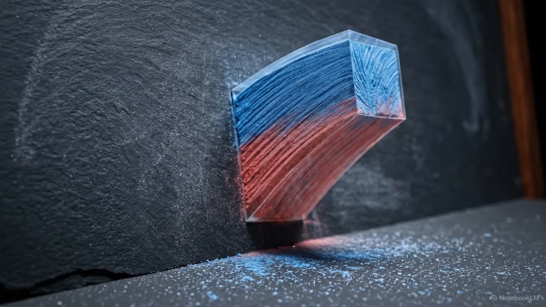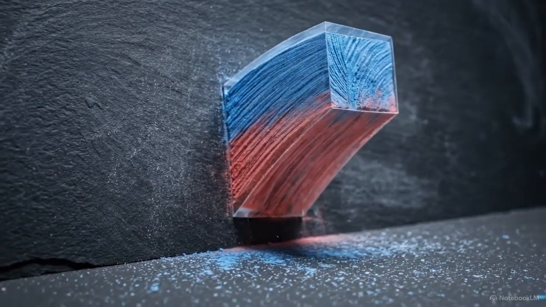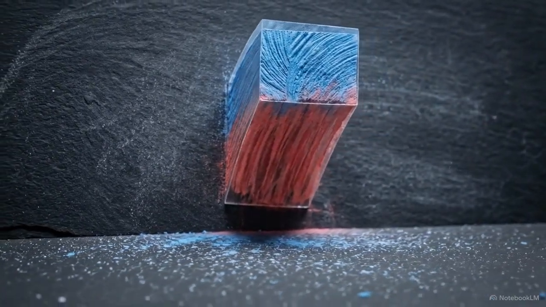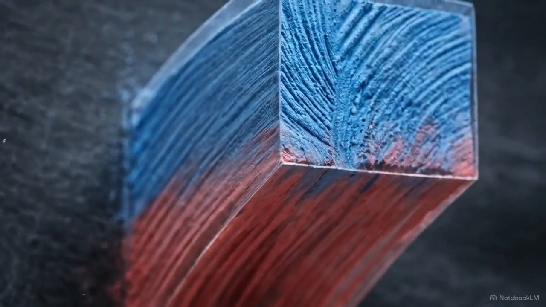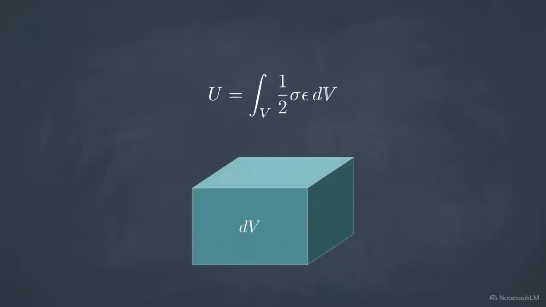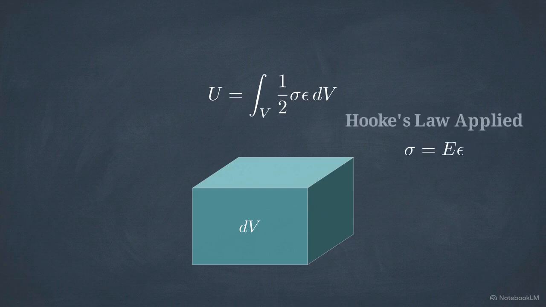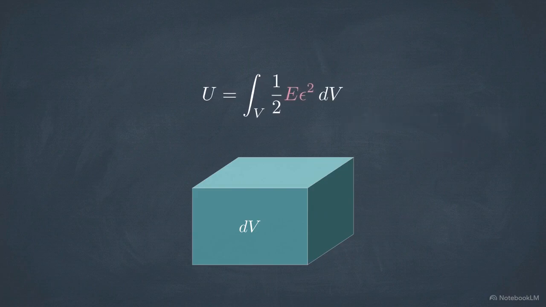With external forces defined, we evaluate the internal elastic strain energy. As this block bends, it compresses on top and stretches on the bottom. This gives us the baseline elastic strain energy equation, the volume integral of half the internal stress times internal strain. Assuming a linear elastic material, we use Hooke's law to substitute stress with the modulus of elasticity, E, times strain. This leaves an epsilon squared term.